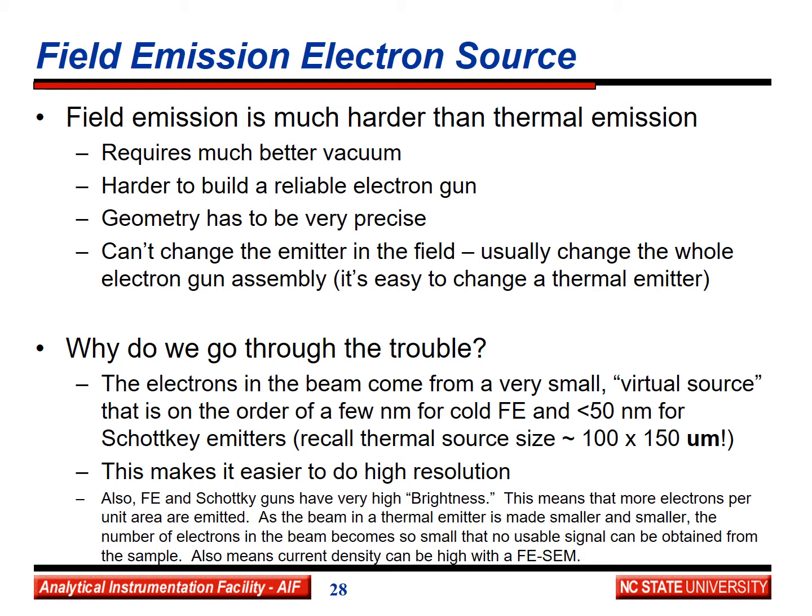And also, and this is sort of an aside that doesn't have much to do with practical SEM, but it's nice to know that field emission and Schottky guns have so-called very high brightness. This means that more electrons per unit area are emitted, and as the thermal emitter is made smaller and smaller, the number of electrons in the beam becomes so small that no usable signal can be obtained from the sample. And this also means that current density can be extremely high with a field emission SEM, which means that sample damage is also a potential problem.